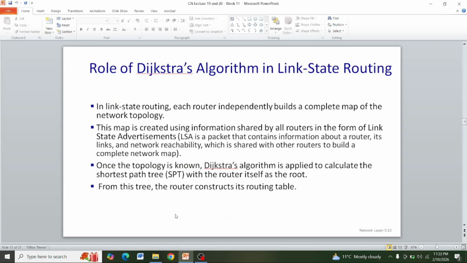In link state routing algorithms such as Dijkstra's algorithm, each router independently builds a complete map of the network topology. The map is created using information shared by all routers in the form of link state advertisements. Once the topology is known, Dijkstra's algorithm is applied to calculate the shortest path tree with the router itself as the root. From this tree, the router constructs its routing table.